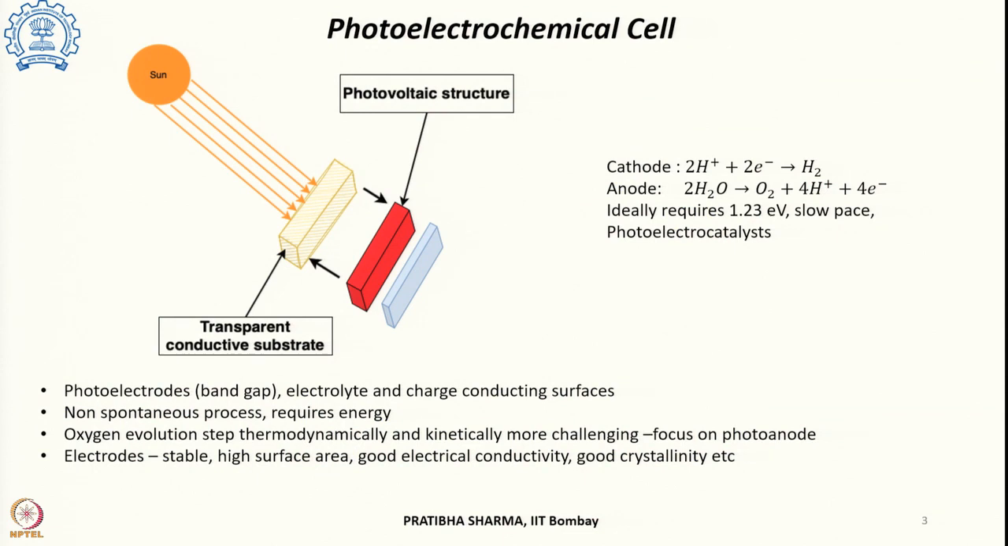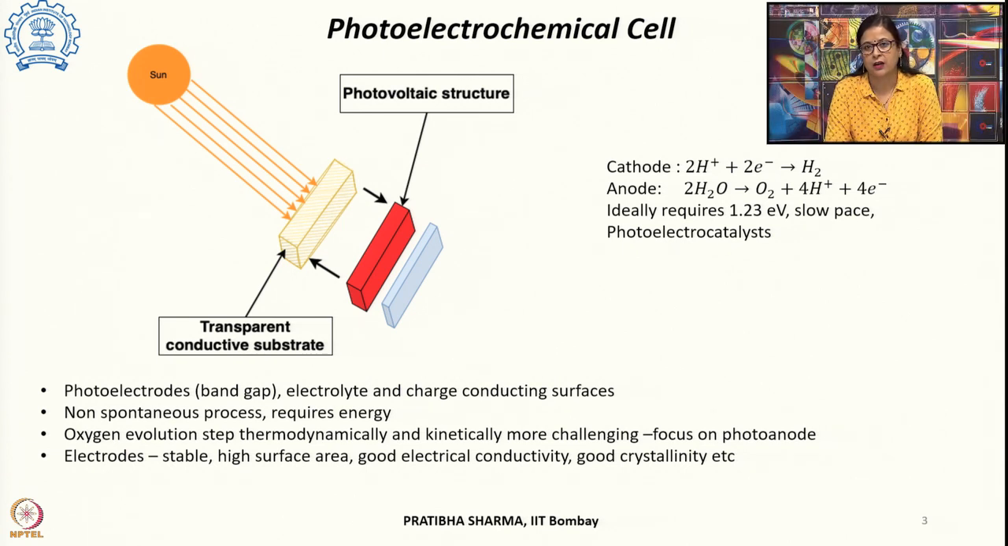So a very basic structure, although there are several other layers attached to it, is where there is a transparent conducting layer, then a semiconducting layer, and then there could be current collectors or transport layers. Basically, just like an electrolyzer has a basic unit of electrolytic cell, the photoelectrochemical cell is the basic unit for the process, and it has two electrodes, the two photoelectrodes, and the requirement for them is an appropriate band gap. Then there is an electrolyte, and then charge conducting surfaces can be there.